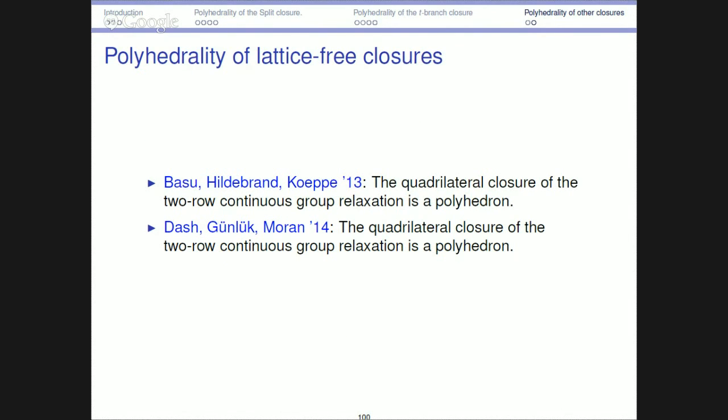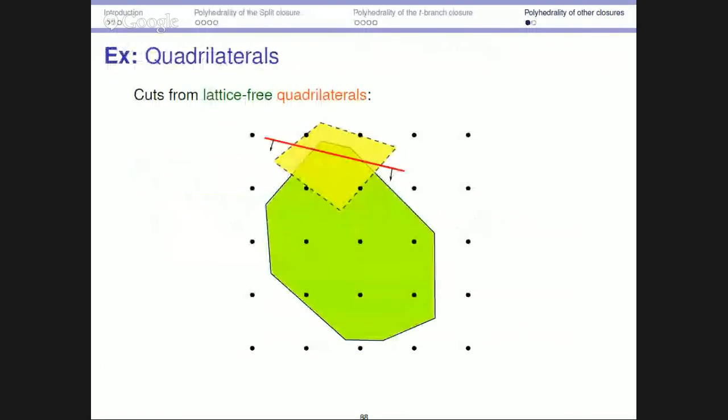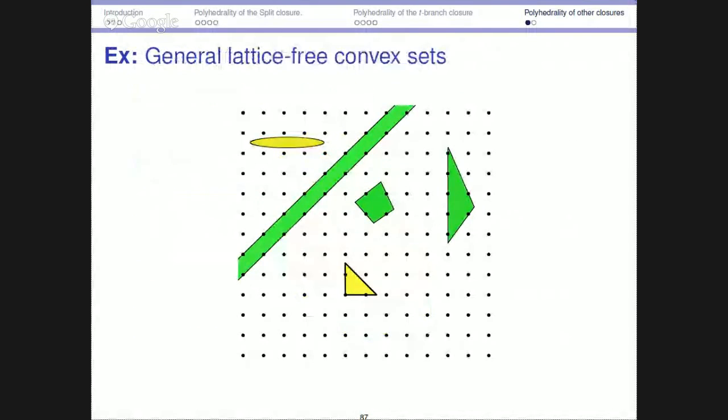Regarding polarity, these lattice free closures, Amitabh Basu, Robert Hildebrand, and Matthias Köppe proved that the quadrilateral, this is an old version of my slides, I don't know what happened, it should be triangle closure. Instead of removing quadrilaterals, you remove triangles that are lattice free, like these ones.